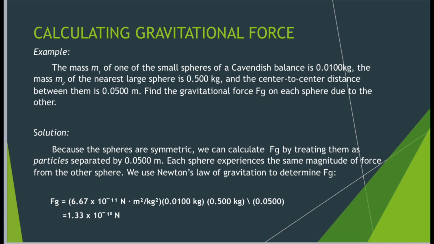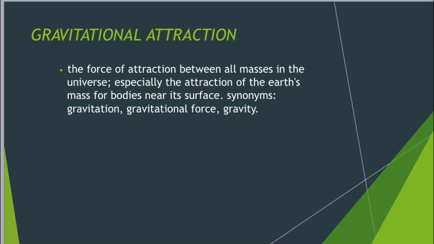Solution. Because the spheres are symmetric, we can calculate Fg by treating them as particles separated by 0.0500 meter. Each sphere experiences the same magnitude of force from the other sphere. We use Newton's law of gravitation to determine Fg. Gravitational attraction: the force of attraction between all masses in the universe, especially the attraction of Earth's mass for bodies near its surface.